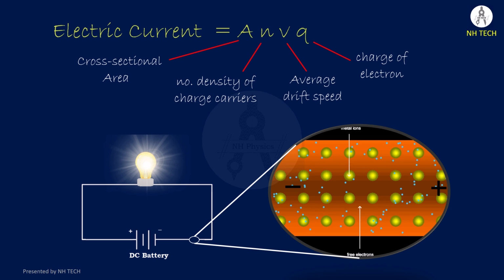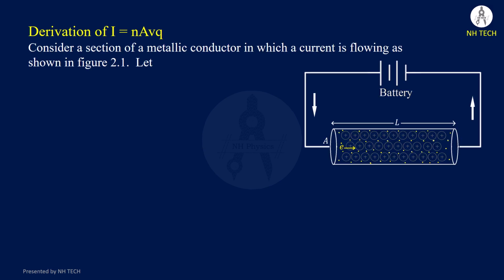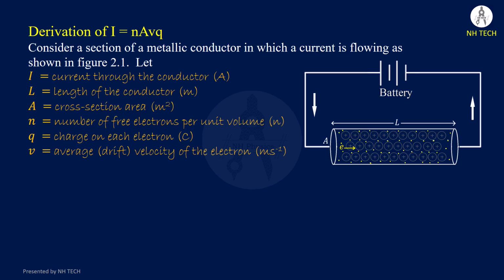Consider another relationship of electric current. Electric current equals A n v q, where A is the cross-sectional area, n is the number density of charge carriers, v is the average drift speed of free electrons and q is the charge on an electron. This relationship is very important and extensively used in numericals. Let's derive this expression. For this, consider a metallic conductor attached to a battery with length L and cross-sectional area A. Using the relationship I = Q/t, where Q is charge and t is time.